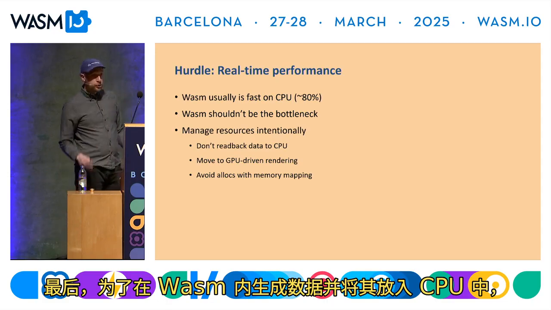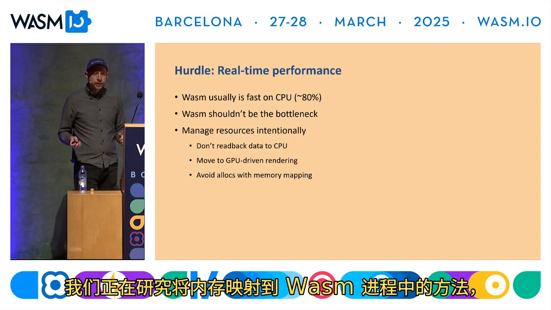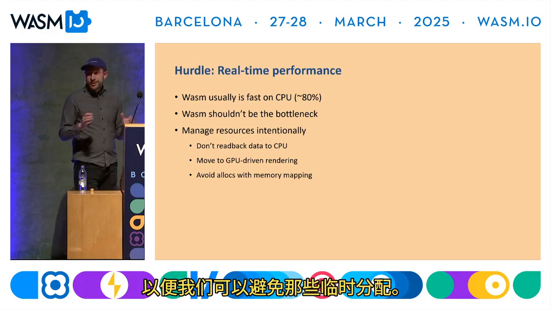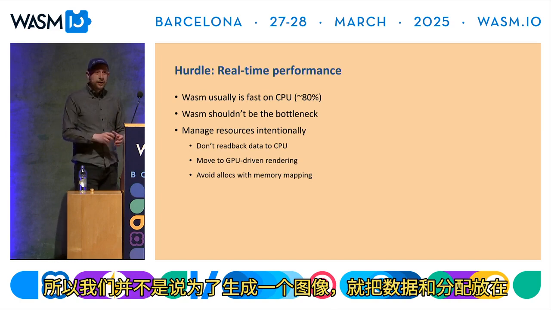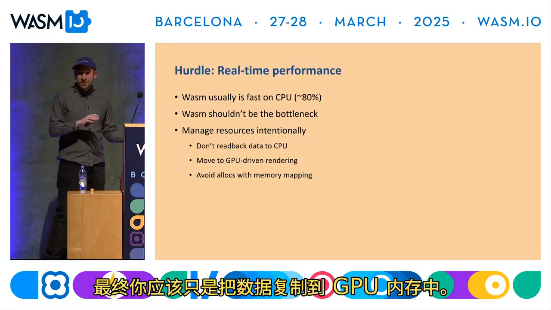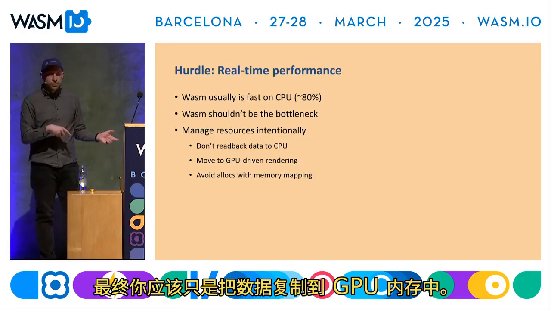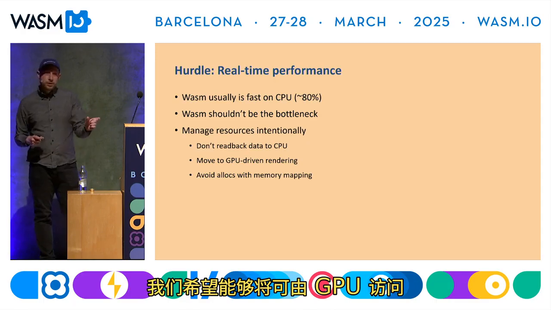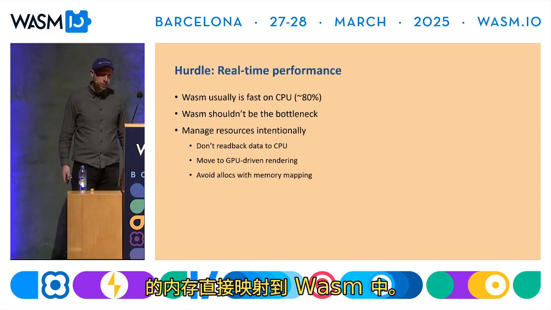Last, for generating data inside Wasm and putting it on the CPU, we're working on ways to map memory into the Wasm process so we can avoid those temporary allocations. So for generating an image, we're not putting data and allocations in the Wasm address space. Ultimately, you should just have that end up copied into GPU memory. We want to be able to map that GPU accessible memory directly into Wasm as well.